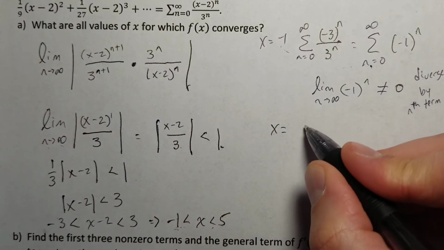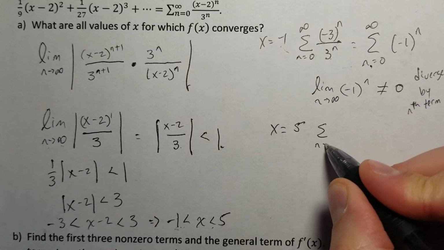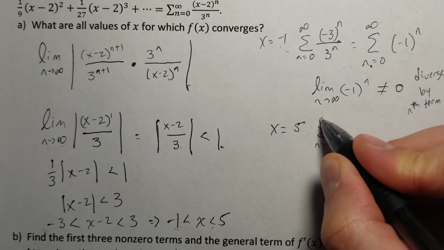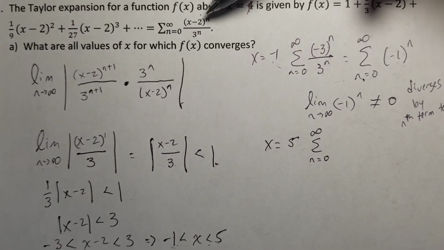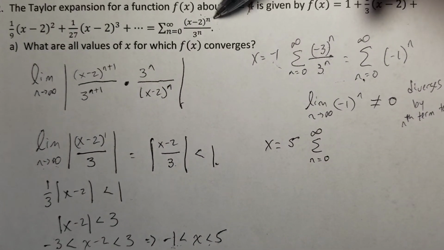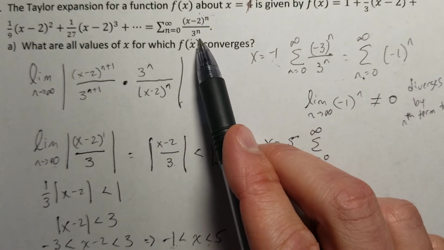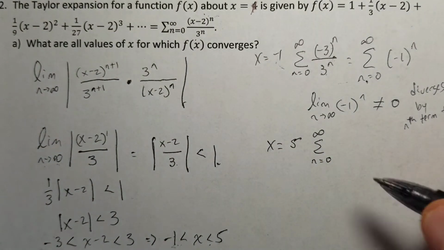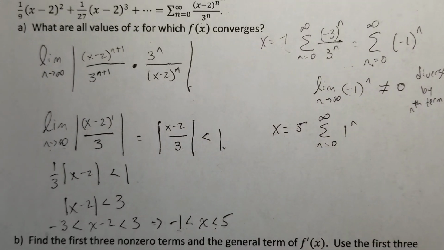X equals 5 is now the summation from 0 to infinity still. Now when I plug 5 into my nth term, 5 minus 2 in the numerator becomes 3 to the n. And 3 to the n over 3 to the n is really just 1, right? I guess we could call it 1 to the n.